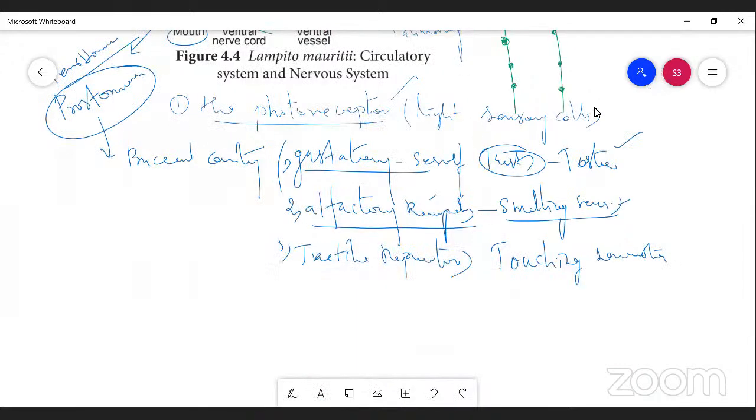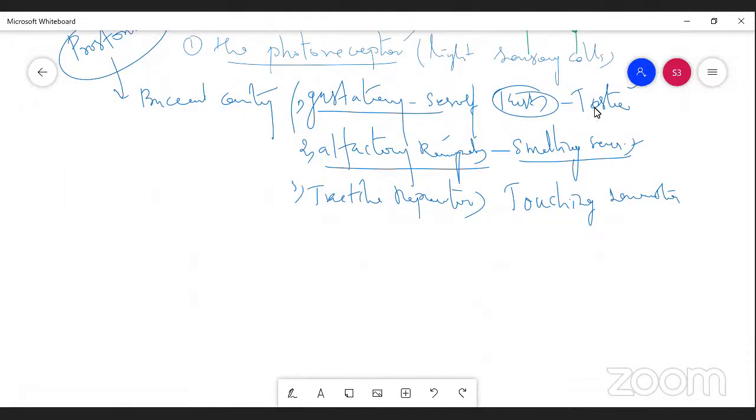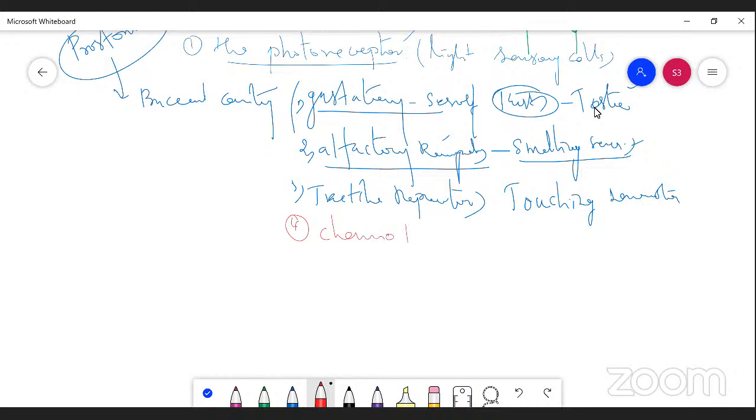And the fourth one is the chemoreceptor. The chemoreceptor detects changes in chemicals, different types of chemical changes. Chemical changes are detected by the chemoreceptor.